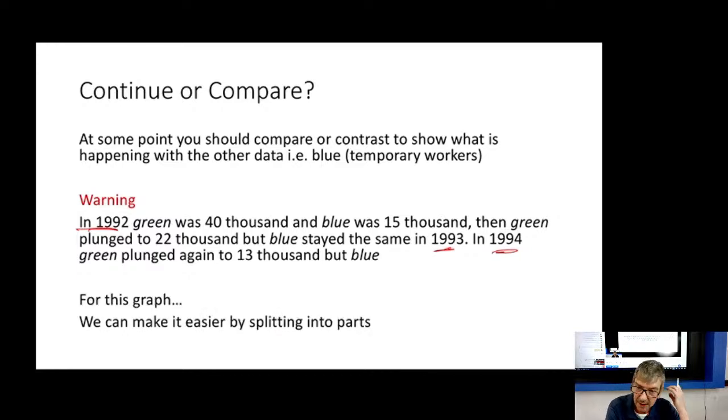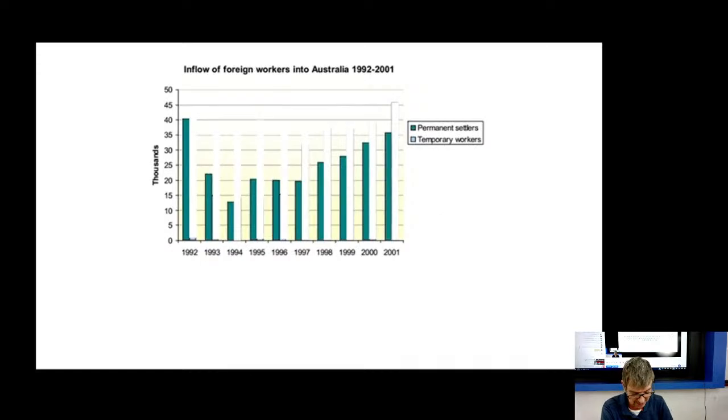Alright, so how can we make it easier? Well, for this graph, we can make it easier by splitting it into two parts, like I showed you a little bit before. So we'll do something like this, these can be the two parts. So going from 1992 to 1997, and then from 1997 to 2001. So these are the two parts of the graph which we can compare the changes in the foreign workers.